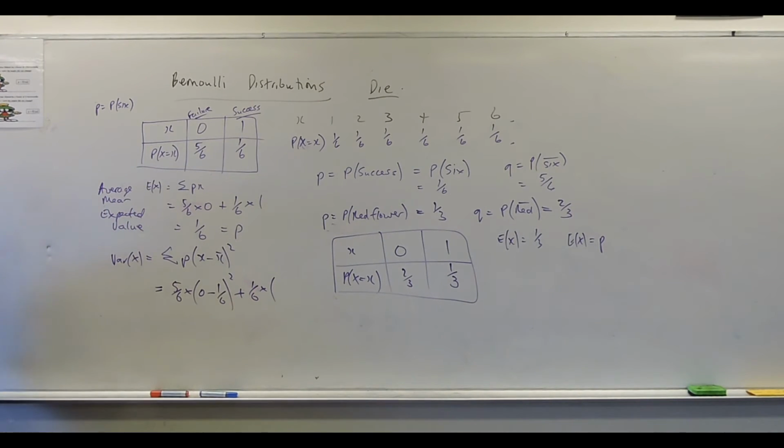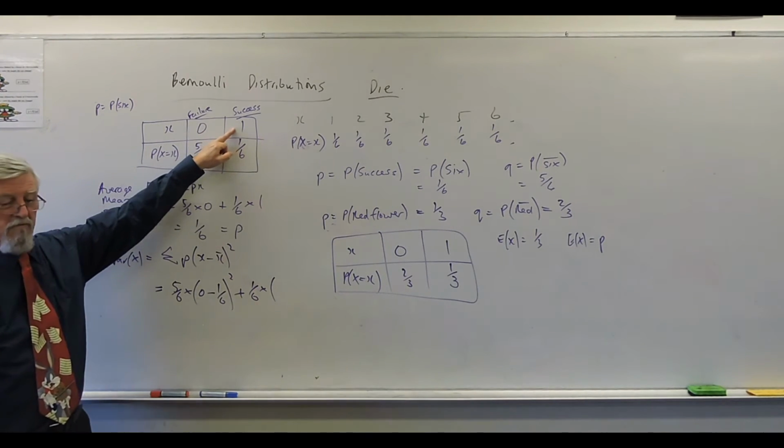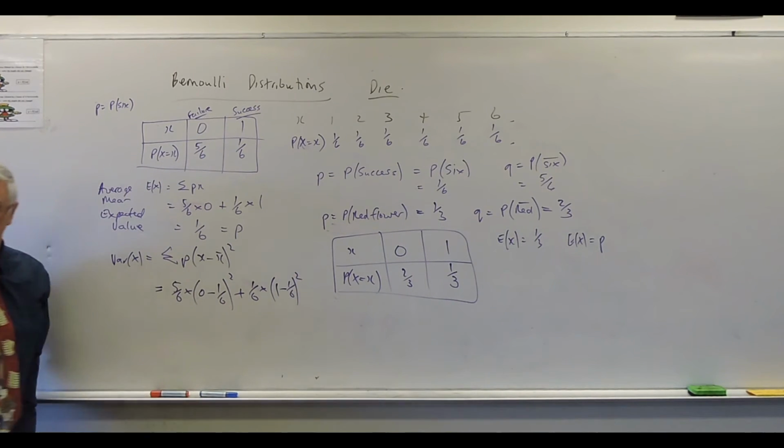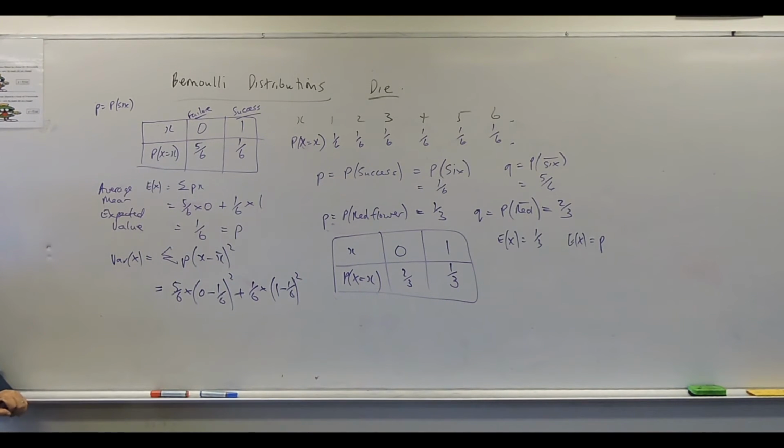What do I do now? How far is 1 from the average? 1 minus the average is that. What's that called? Variance. Of course you can calculate it. When I get the square root of it, it is the standard deviation.